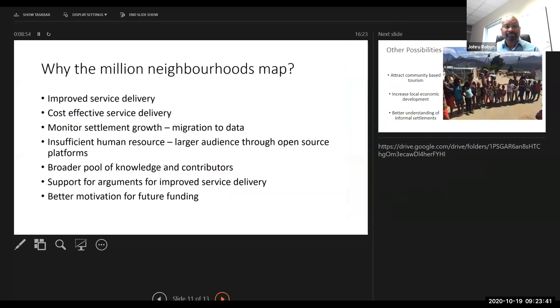So why the Million Neighbourhoods Map? It improves service delivery. It is cost effective, and obviously, again, it improves service delivery. We can monitor settlement growth because in recent times, land invasion has become quite a popular topic in South Africa. Our department specifically has insufficient human resources, so that's why we're using all these other data sources to assist us in creating a larger audience. And if we use open source platforms, our information is available to anybody that needs it. It broadens our pool of knowledge and contributors, and it supports our argument for service delivery and, most importantly, funding.